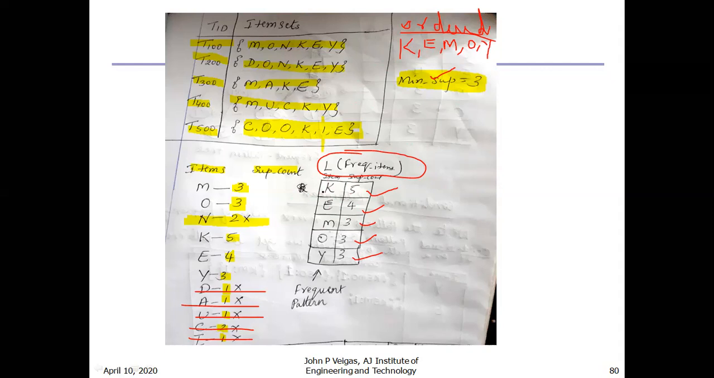First one, K. K is present or not? It's present. Write K. Next, is E present or not? E is present. Write E. Next, is O present or not? O is present. Next, is Y present or not? Y is present. Right.